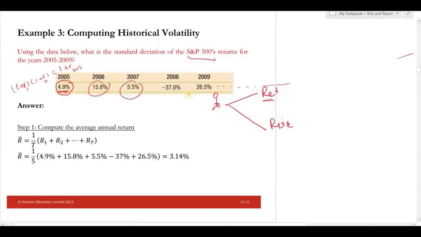Okay, so how do we measure first of all the historical return? This is r bar, so it is equal to 1 plus the first annual realized return, second, and the last one. Okay, we simply add them and take the average, and it should be 3.14. So that is what you should expect. Okay, this is your required return.